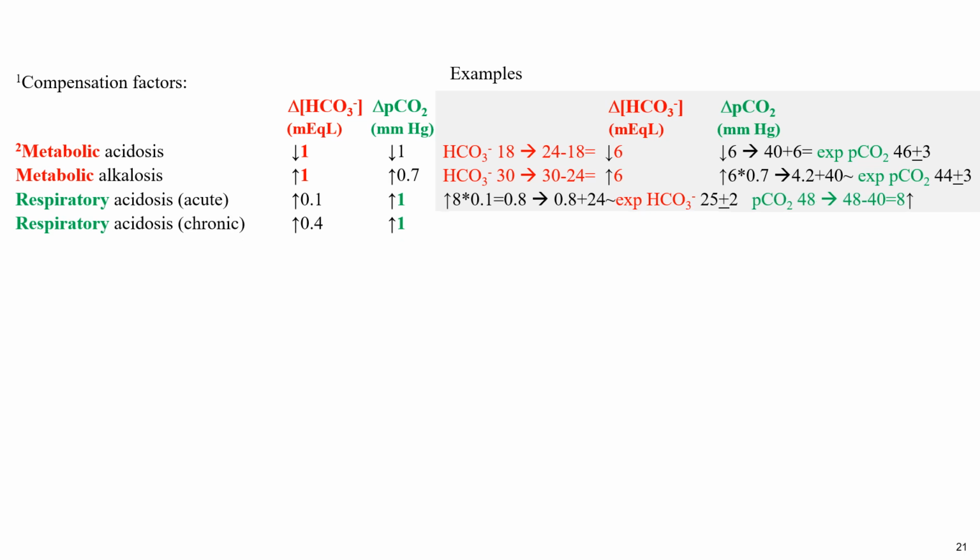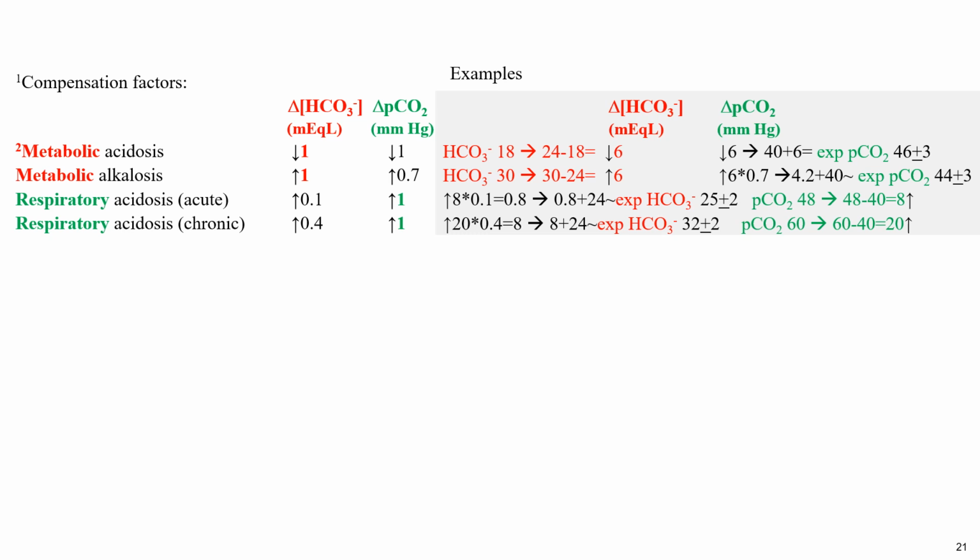For chronic respiratory acidosis, for every 1 increase in PCO2, serum bicarbonate increases by 0.4. Example, a patient with chronic respiratory acidosis with a PCO2 of 60. This means the PCO2 increased by 20 from the normal 40. Since for every 1 increase in PCO2, bicarbonate increases by 0.4, we multiply 20 by 0.4.